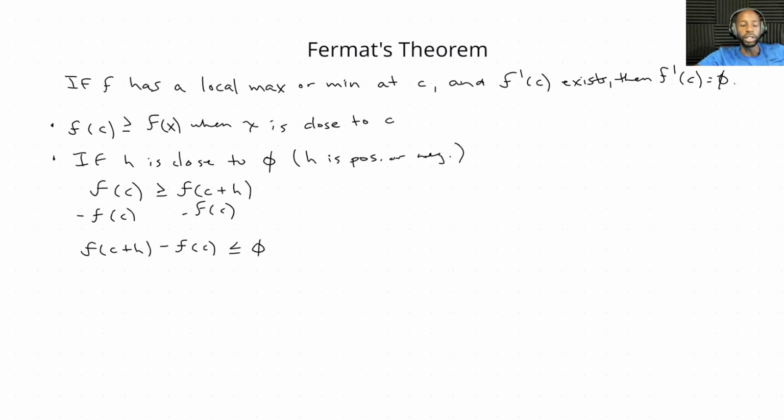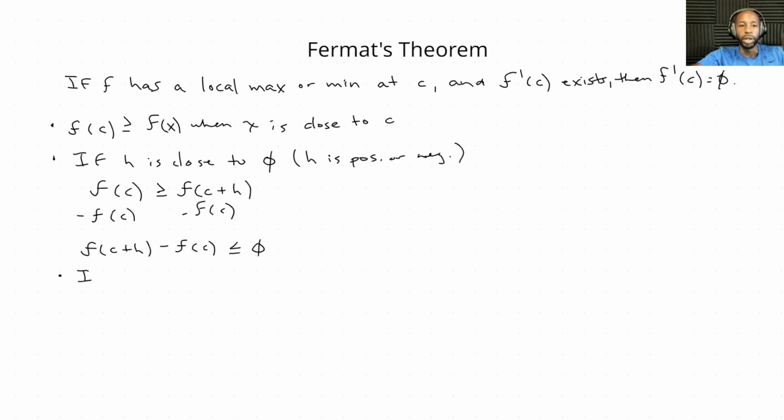So the function at C plus h, so that's some value that's very close to zero for h. So it's something right close to C, and you subtract f of C, it should be less than or equal to zero. Again, that's because we know that the function is going to be greater than or equal to the function at any other point.